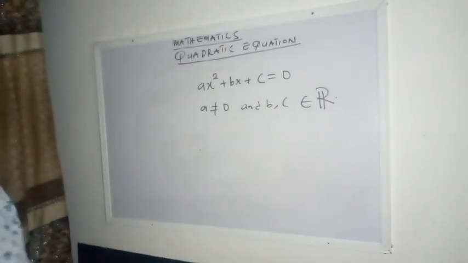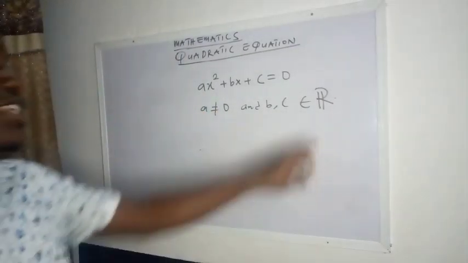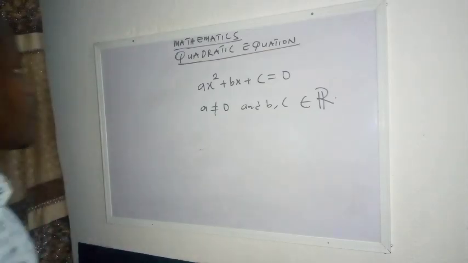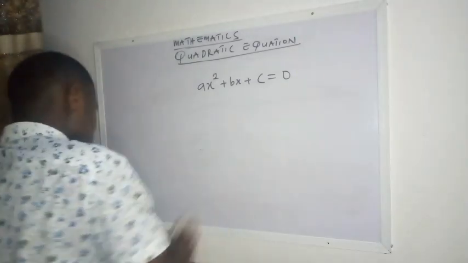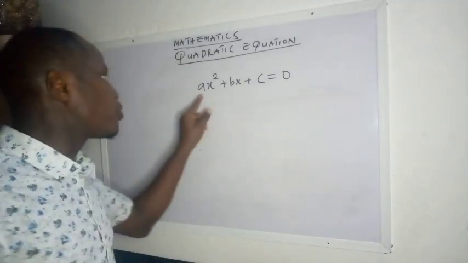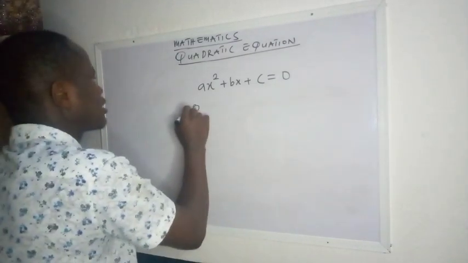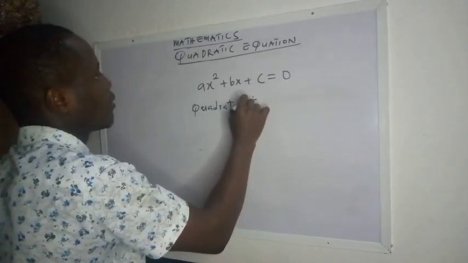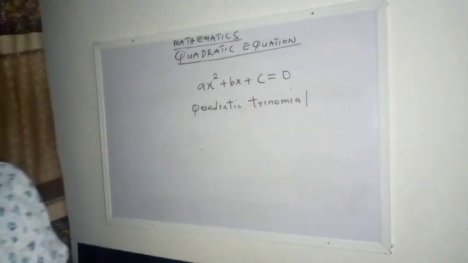That means your b and c could stand for any number at all in the set of real numbers. Now if a quadratic equation is made up of 3 terms like this, we'll call it a quadratic trinomial. Yes, 1, 2, 3 is called a quadratic trinomial.